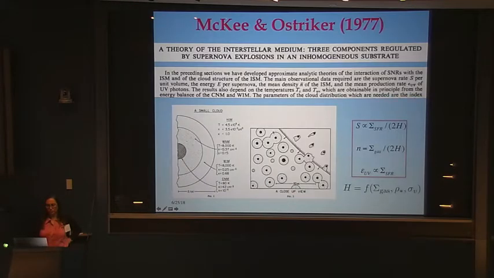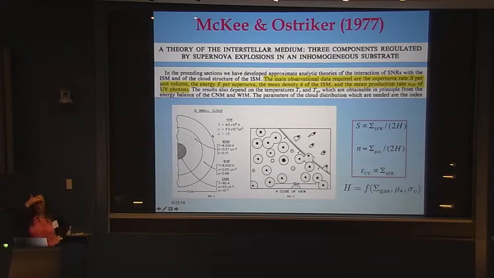Okay, and here's just from the McKee-Ostriker paper. So that's not me, by the way. Different Ostriker. This isn't my paper. So this is a close-up of their picture. This is not really consistent with our current model. We don't think that all of the ionized gas is just in these layers around the neutral clouds, but this is their concept at the time.